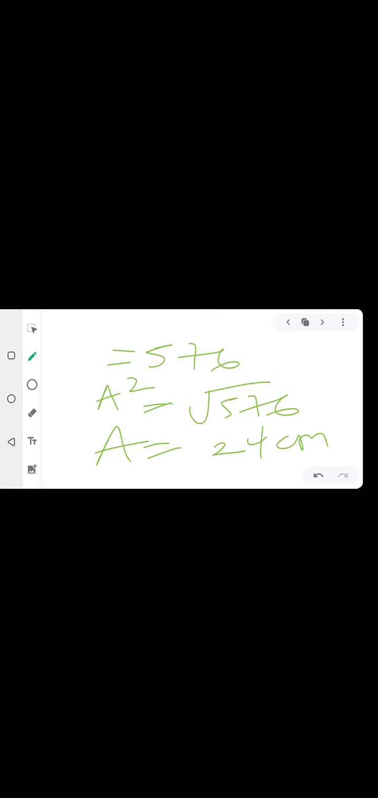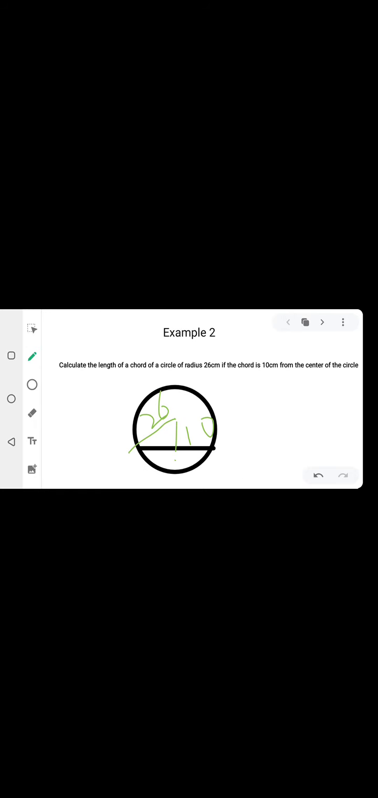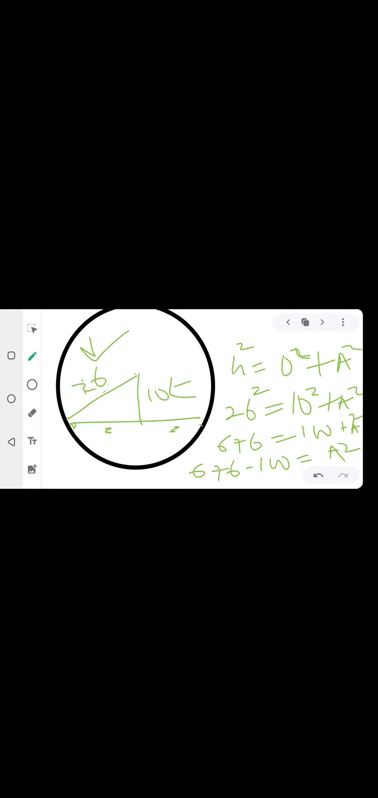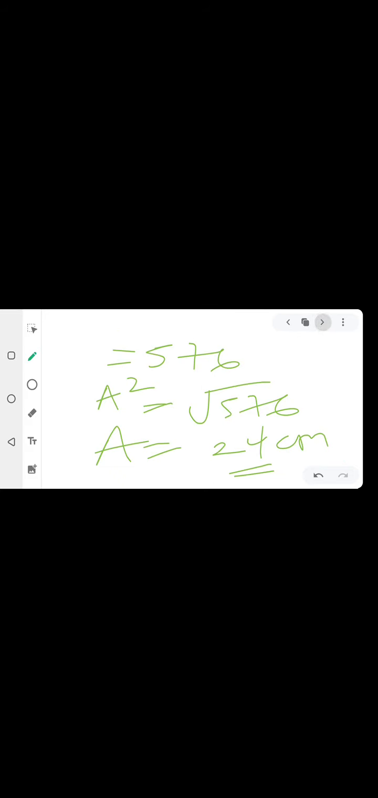Now the total length of the chord will be equal to what? Because this is just one part of it. We are meant to get the total length from here to here, but we only got this part to be 24. So the total length will be 24 times 2 or 24 plus 24, which is 48. That will be the length of the chord.